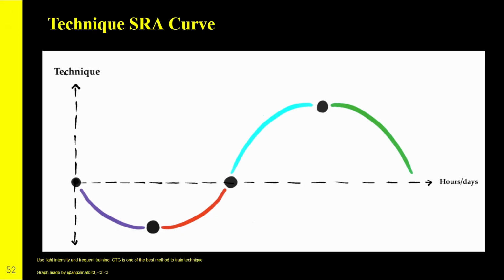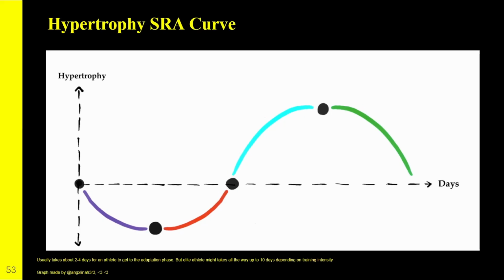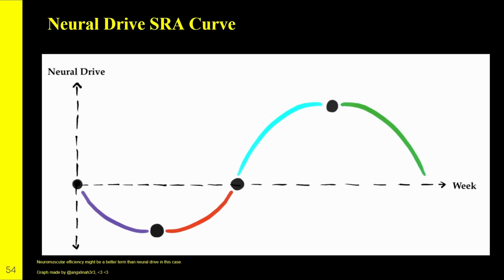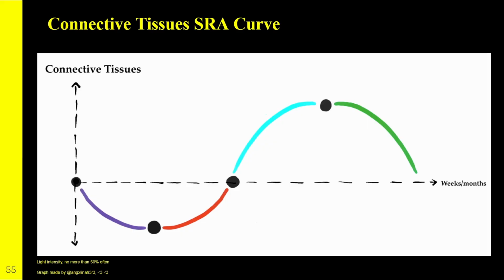The first one we're going to talk about is technique. Technique SRA lasts usually between hours to days, and hypertrophy SRA lasts between 24 to 72 hours generally. Neural drive or neuromuscular efficiency lasts about a week, and connective tissue SRA lasts from weeks to months.